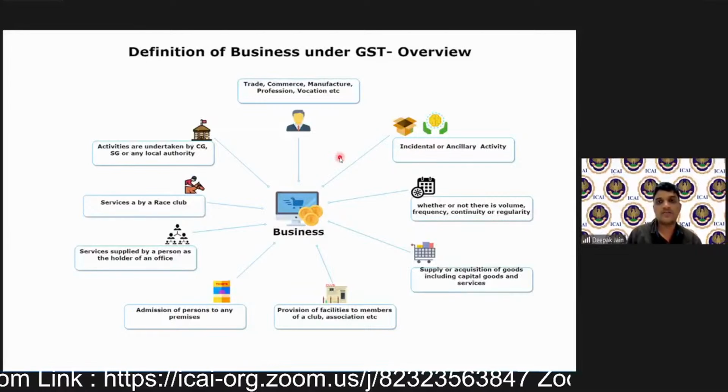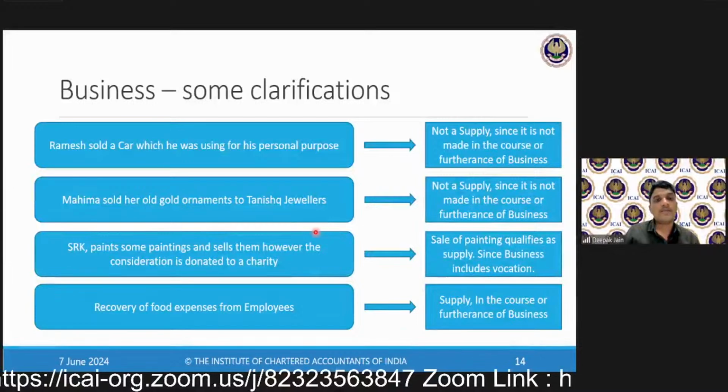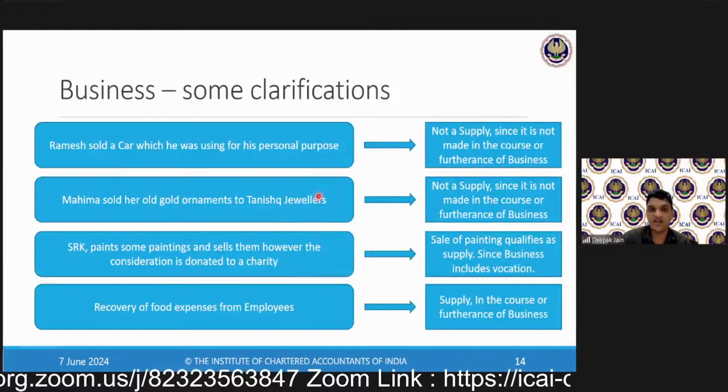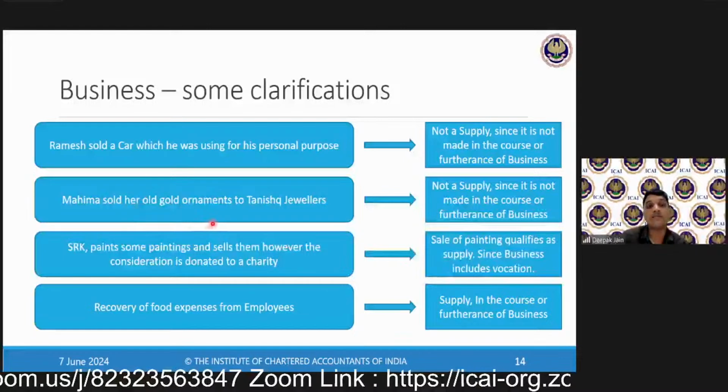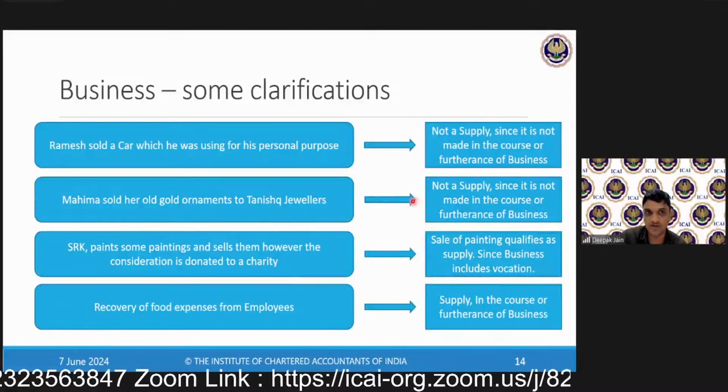We understood business, some clarifications. Ramesh sold a car which he was using for his personal use. Still not a supply since it is not in the course of business. Mahima sold old gold ornaments to Tanish Jewels. Still not a supply since it is not in the course of business.